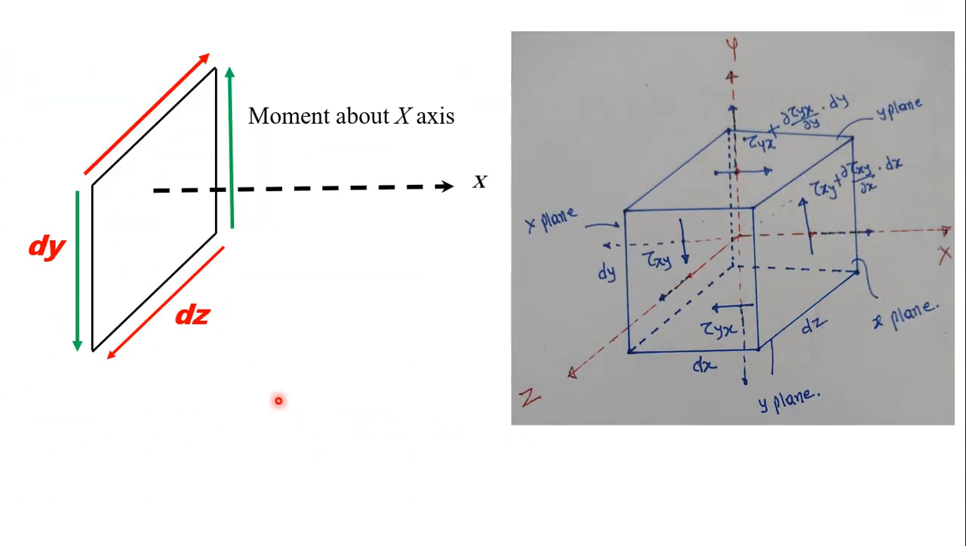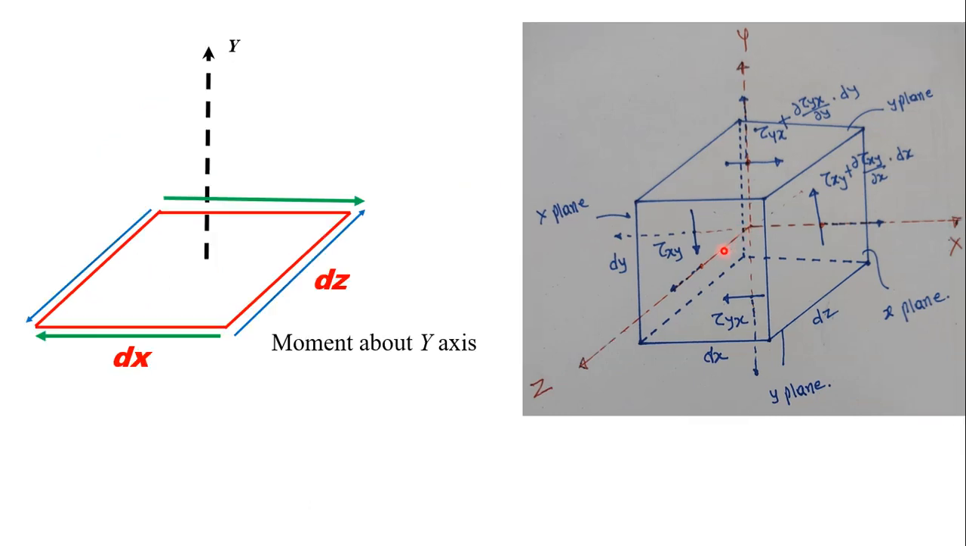Let us move to the next figure. Now if we consider the x plane, this is x plane. Please follow the cursor for better understanding. This x plane has dimensions dy and dz, and these are the shear stresses acting on it, and this is x axis, because now the CG is origin of the system.